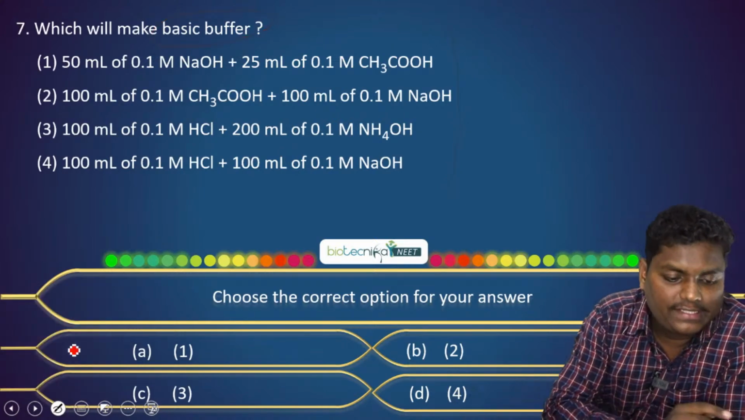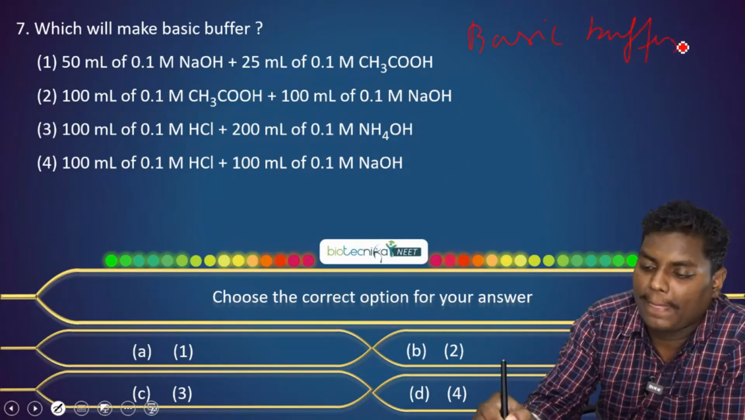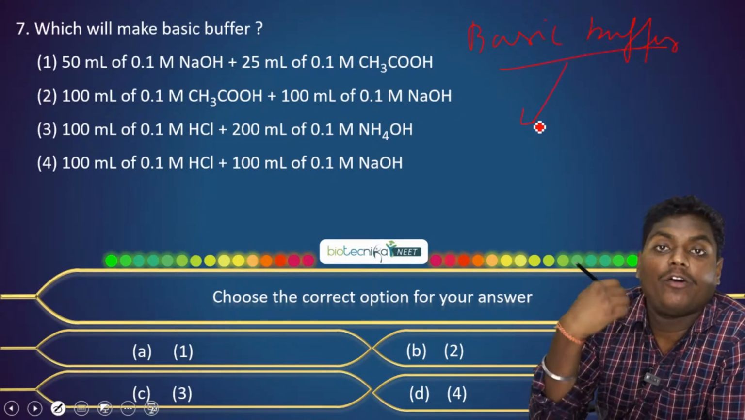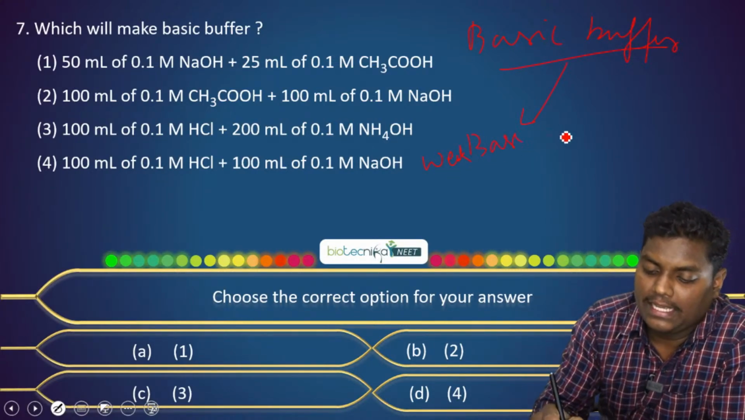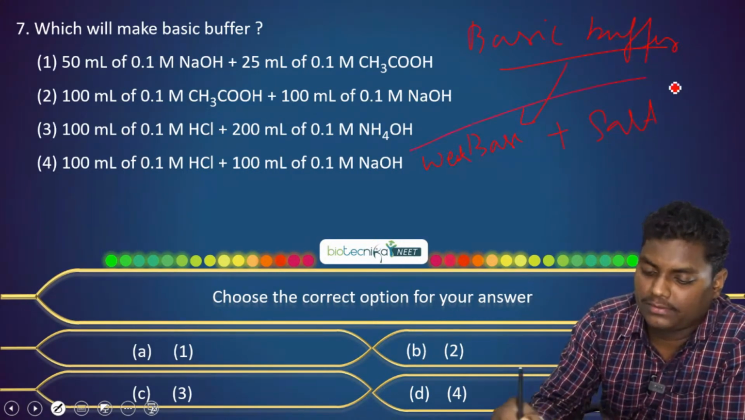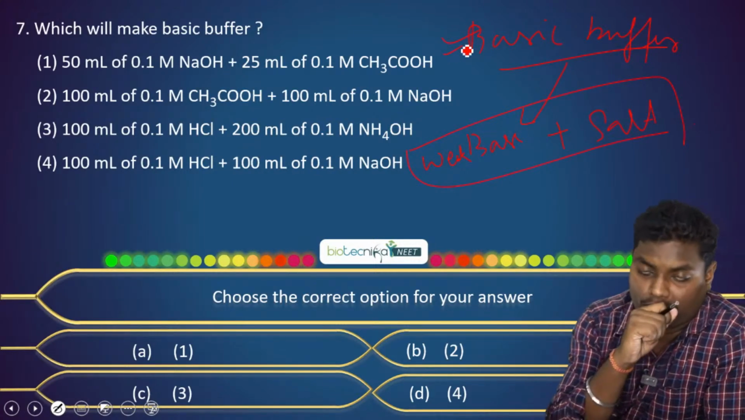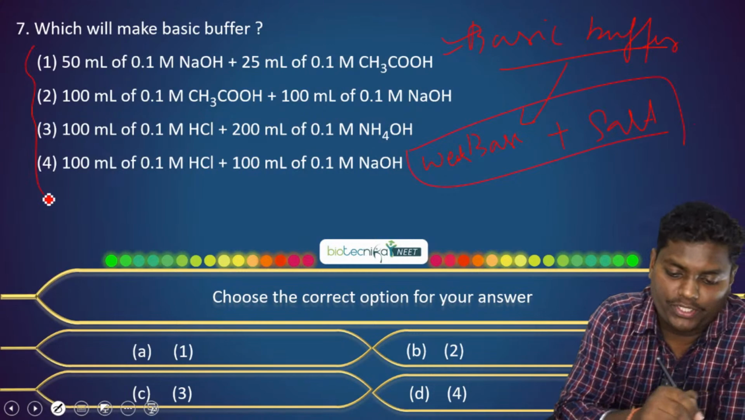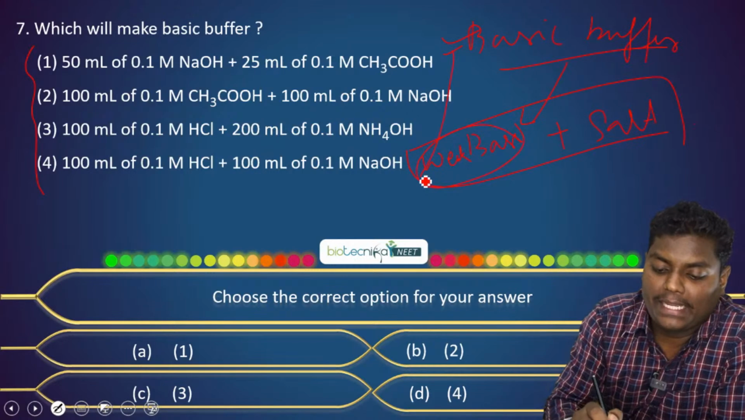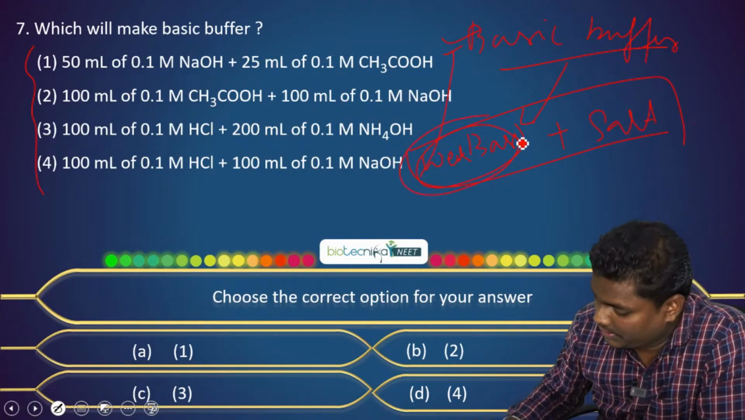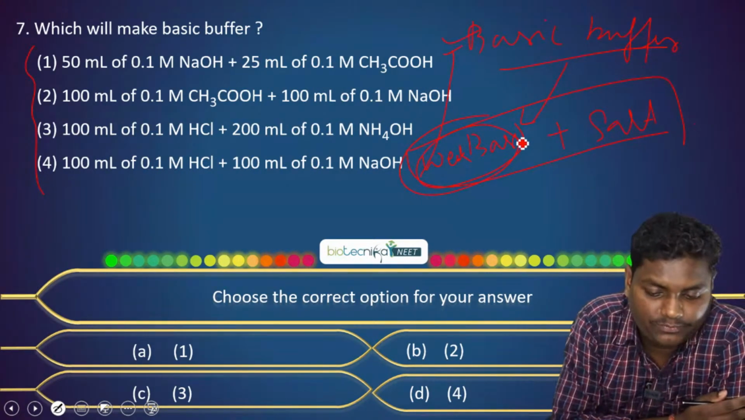Okay, let's try and understand this. The important thing is what makes a basic buffer. For a basic buffer, we need a weak base and a salt of it. This is important. Among these options, you can save time by checking which has the weak base. Deartech is saying option B. Matthew is saying option C.